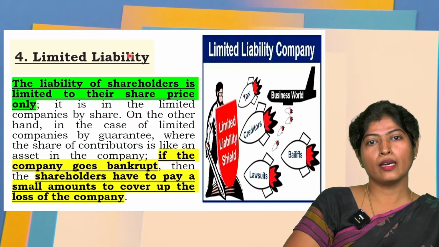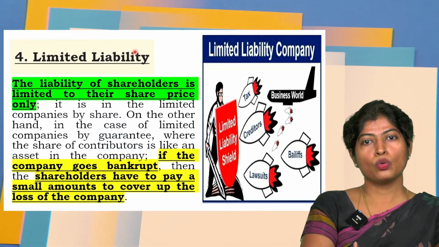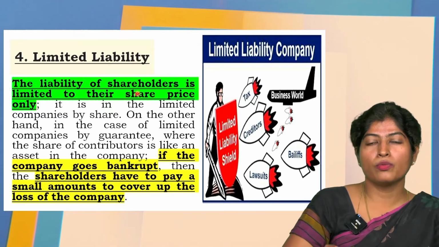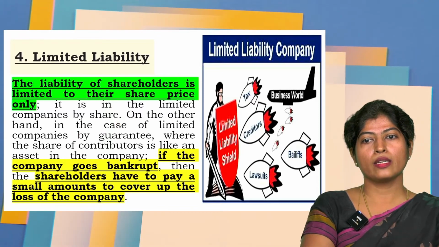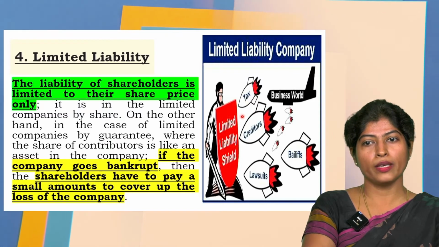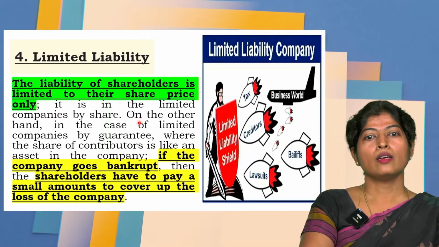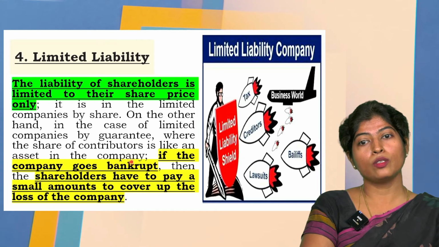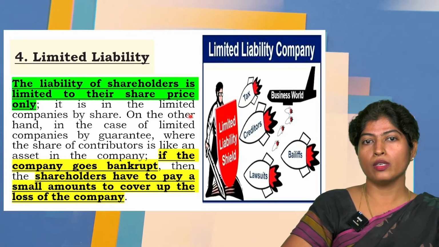Then coming to the next one, limited liability. As we said, it's a separate legal entity: the company is different, a person is different. If the company is going to be wound up, the liability of shareholders is limited to their share price only. Suppose I have got a share for 10 rupees. A person has a limited liability shield: he doesn't have to pay any tax of the company or any creditors, and no lawsuit can be filed against this person. If the company goes bankrupt and I have already paid 8 rupees of the 10 rupees share price, the 2 rupees I still owe has to be paid to the company, and not more than that. So this is about limited liability.